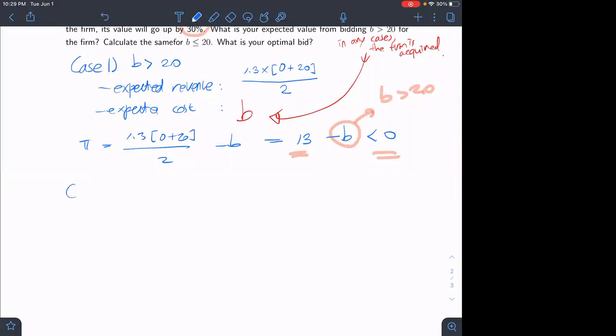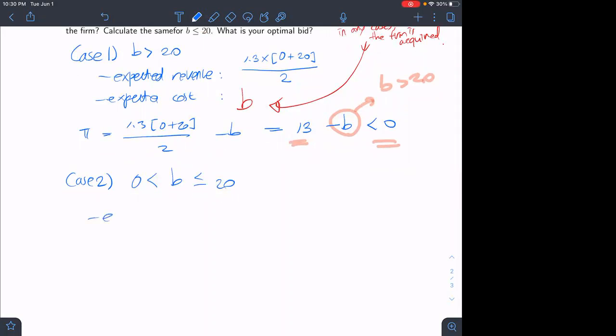Case 2. I made a mistake in the answer key, and then our kind professor corrected the answer key and uploaded it again. So in this case, let us think about b greater than 0 and less than 20. Then expected revenue.